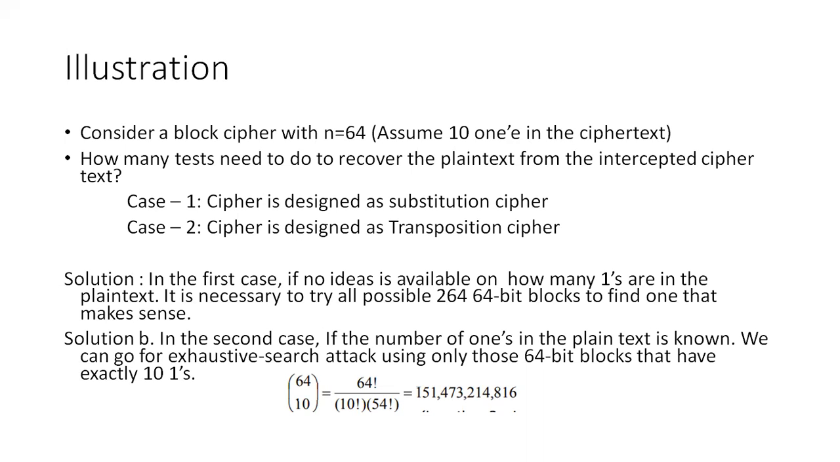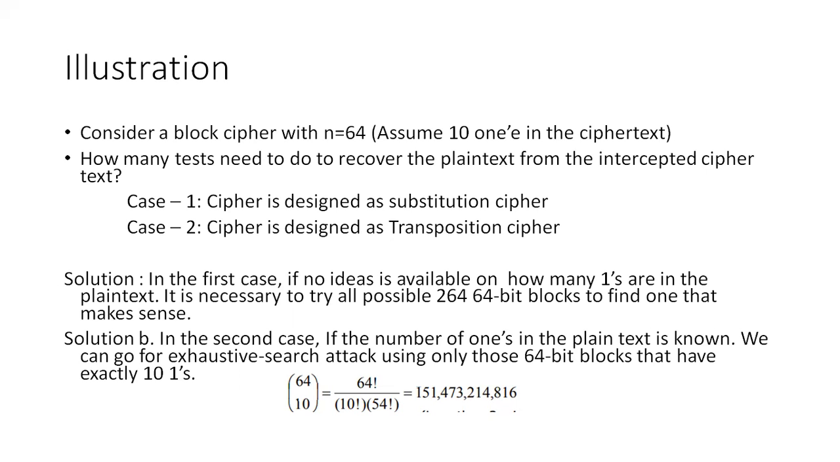As an example, consider a block cipher with n equal to 64 bits, and assume that in the text there are 10 ones. Then how many tests do we need to recover the plain text from the intercepted ciphertext? The converted text will be the ciphertext, the original text will be the plain text, and the block has n equal to 64 and the number of ones equal to 10.